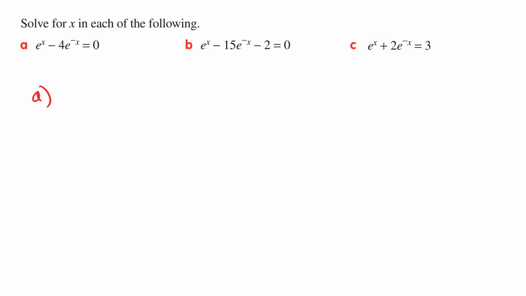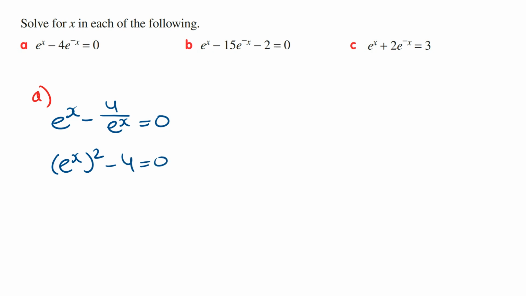And so we can rewrite this as e to the x minus 4 over e to the x is equal to 0. E to the power of minus x is the same as 1 on e to the x. From here, what we need to do is get rid of the denominator. And so multiplying both sides by e to the x, we're going to get e to the x squared minus 4 is equal to 0.